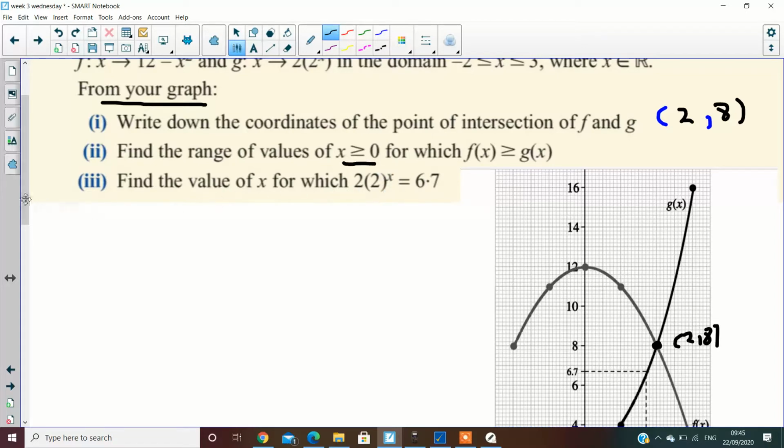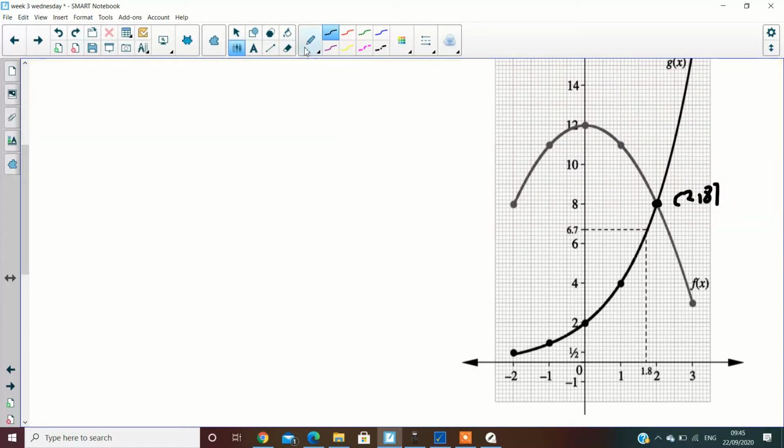Find the range of values for which x is bigger than or equal to 0. So what does that mean? You're only allowed to take which region into consideration? Am I allowed to take this side of the board into consideration? Can anybody tell me why? Why am I only allowed to take the right hand side and not the left hand side? X has to be bigger than 0. The left hand side x is smaller than 0. Everybody got that? So it means I only have to focus on the yellow area. I don't have to focus on anything else.